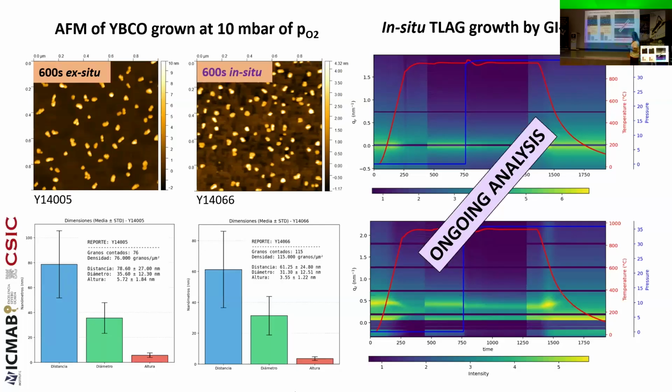However, the diameters around 35 and 31 for both growth, and the heights around here 5 and 3.5 are quite similar if you think about statistics. And also, if we take into account the standard deviation error, they actually fall into the same ranges. So this is quite a promising study.